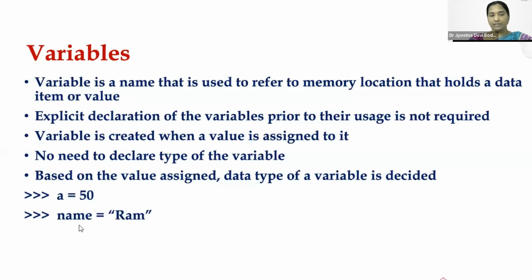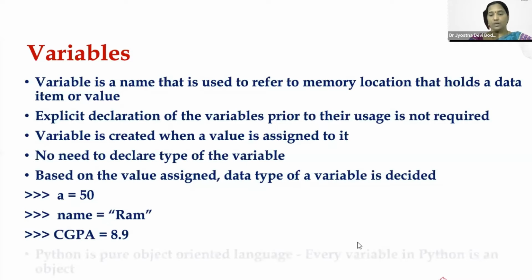Now consider another variable. Here I am assigning the string ram to the variable name. So now name is assigned a string, and hereafter name will be treated as the string data type. And consider another example, CGPA equal to 8.9. Here 8.9, which is a float type of value, we are assigning to the variable CGPA. So this is how we can create different types of variables. Now a is treated as an integer type, name is treated as a string type, and CGPA is of float type.